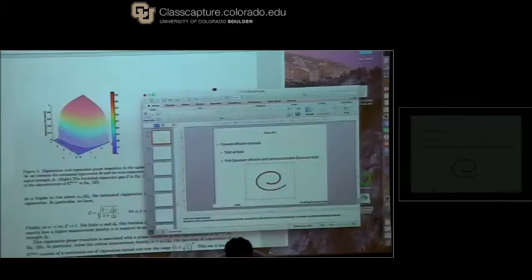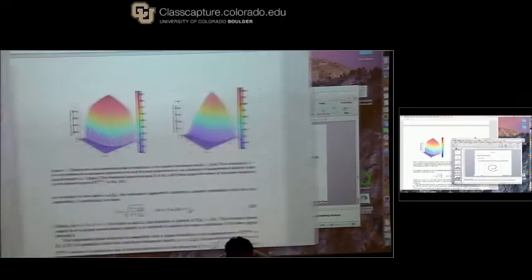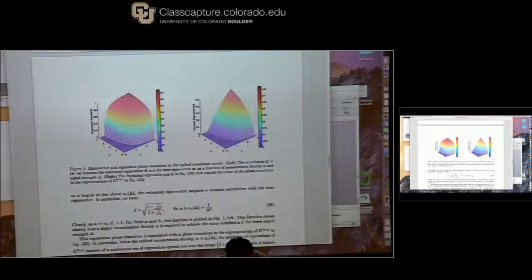We've come a long way since the BPP transition.